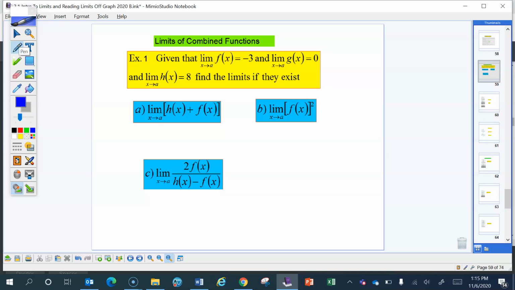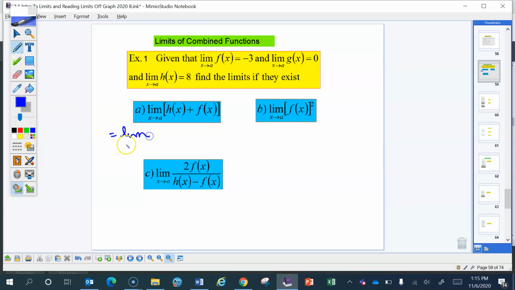Okay, so example 1, we're given that the limit as x approaches a of a function f of x is -3. The limit as x approaches a of function g of x is equal to 0, and the limit as x approaches a of h of x is 8. Find the following limits if they exist. So in part A, I want to find the limit as x approaches a of h of x plus f of x. So this is the sum of limits.